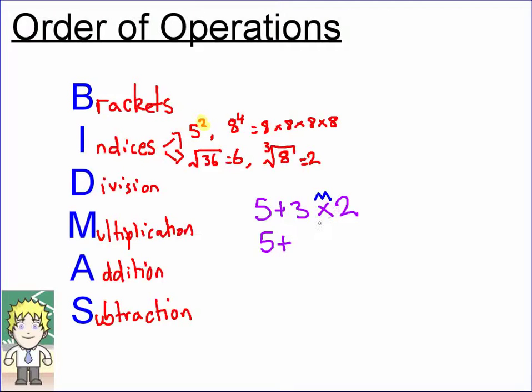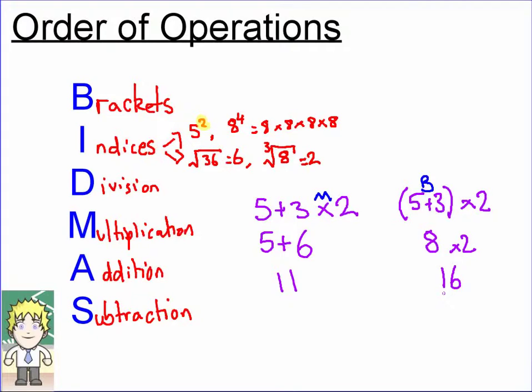and 5 plus 6 is then 11. Okay, we're going to do the same question now, but I'm going to add brackets round the 5 plus 3. Well, brackets is my first operation that I look at. So 5 plus 3 will come first, and 5 plus 3 is 8, and so then I do 8 times 2, and the answer is 16. So you can see I've got a different answer this time.